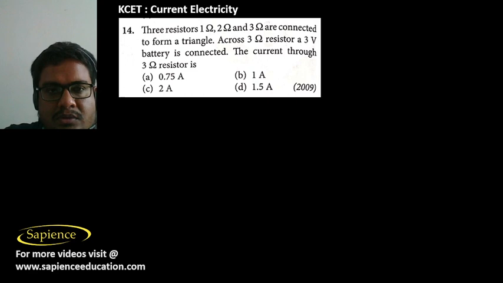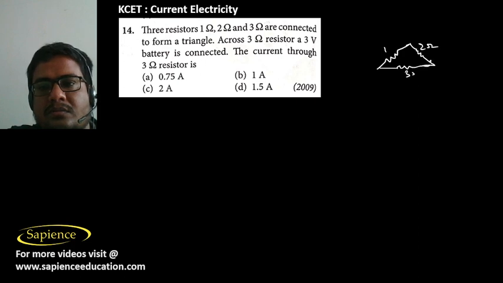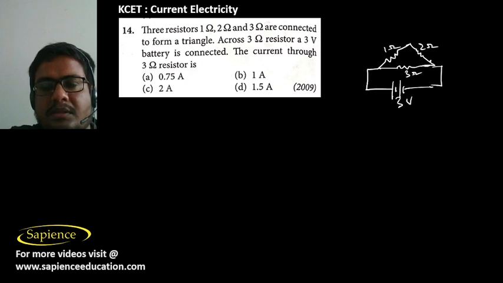So then question number 14: three resistors 1 ohm, 2 ohm and 3 ohm are connected to form a triangle. 1 ohm, 2 ohm and this is 3 ohm. Across the 3 ohm resistor, a 3 volt battery is connected. The current through the 3 ohm resistor is how much? How much current will flow through the 3 ohm resistor?